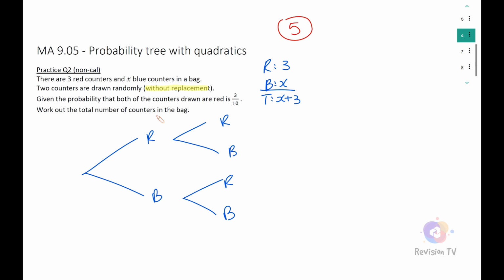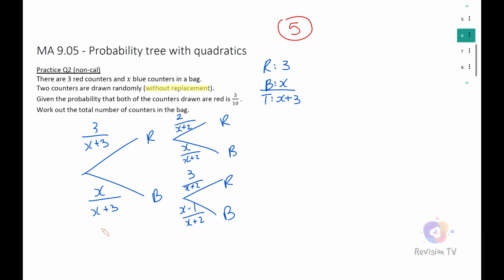To draw the first red, it's 3 out of x plus 3. To start with, we can start with the denominator. It'll be 1 less, so x plus 2 for each. And then it'll be 2, and this will be x. Drawing blue will be x. The second time drawing blue will be x, 1 less, and there'll be 3 reds.